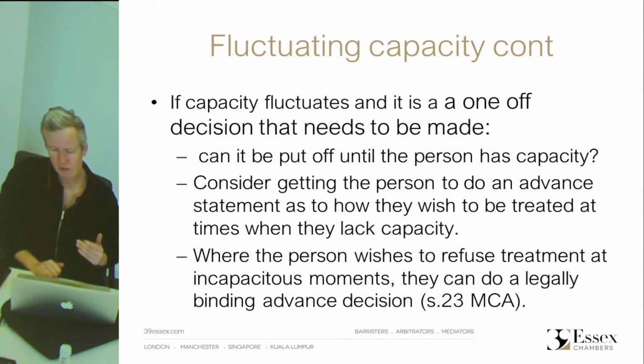If you're looking after someone that has fluctuating capacity, consider getting them to do an advanced statement about how they wish to be treated at times when they lack capacity, and then you can deliver their care in accordance with that. And of course, if it's a decision to refuse treatment, then they can make a legally binding advance decision under Section 23 of the Mental Capacity Act. And so then one can treat them in accordance with that.